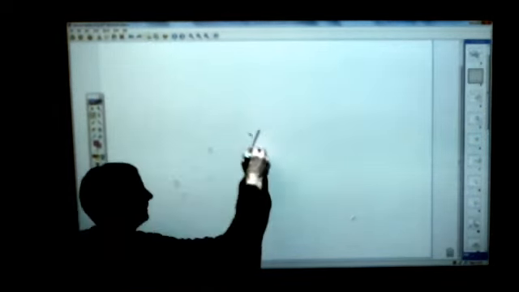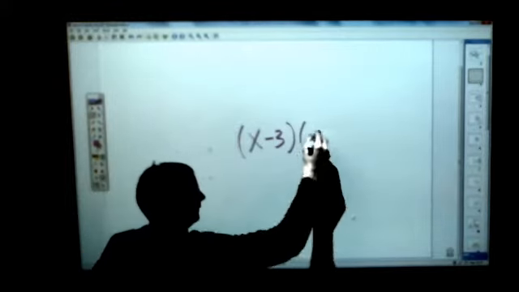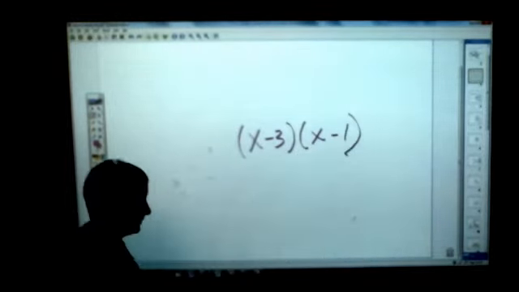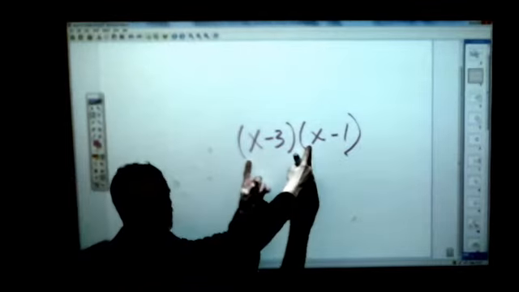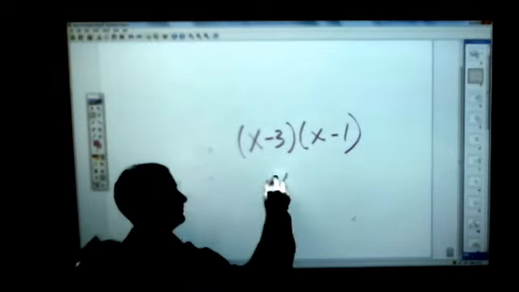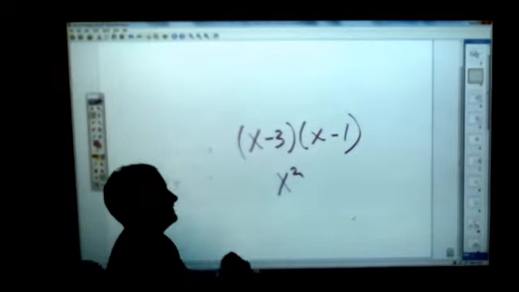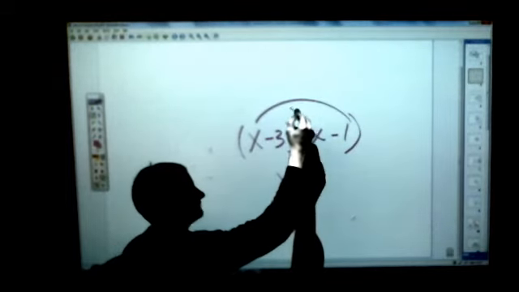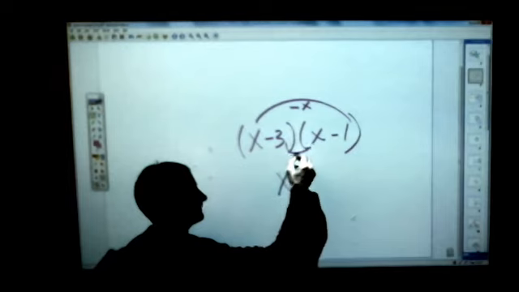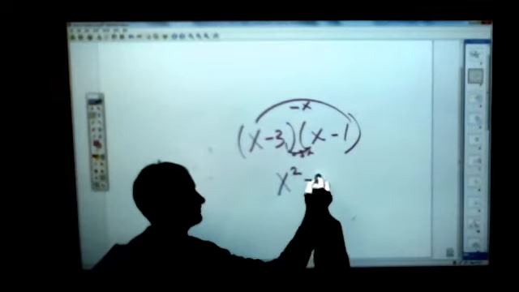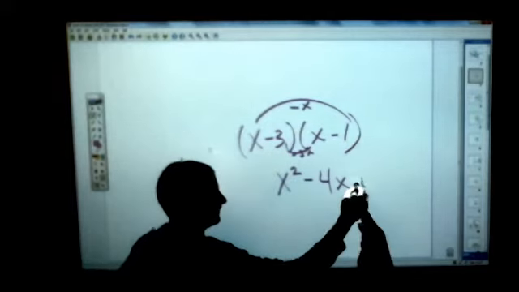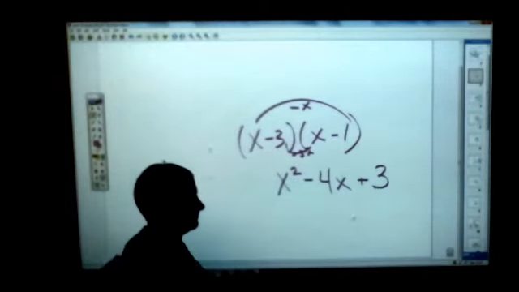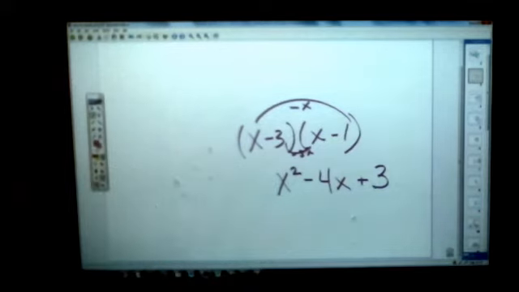How about x minus 3 times x minus 1. Anybody come up with x squared minus 4x plus 3? First terms, x times x is x squared. The outside and the inside terms are going to combine. The outside term is negative 1x, and the inside term is negative 3x. Put those together, you get negative 4x. And the last term is negative 3 times 1, which is a positive 3.